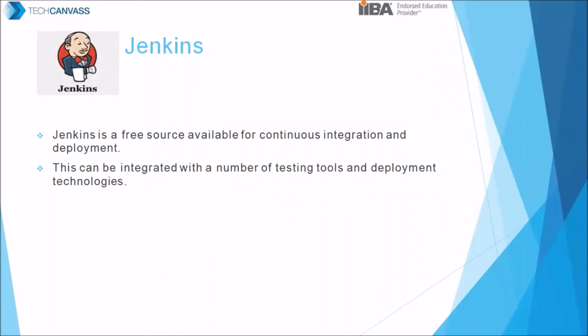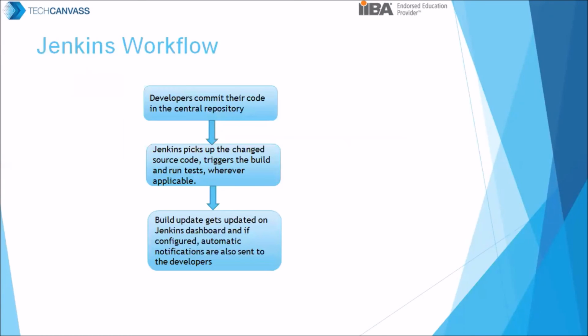Jenkins is an open source tool available for continuous integration. What happens is when the developer commits in the SCM, Jenkins gets it from there. In Jenkins, we have already done the settings for automation test runs. It will automatically run the tests and then deploy. This can be integrated with testing tools and deployment technology. So if we are using Selenium, we can integrate Selenium with Jenkins. This is the workflow.